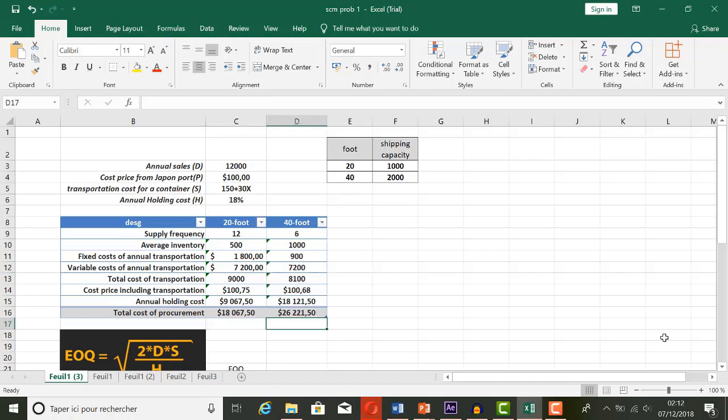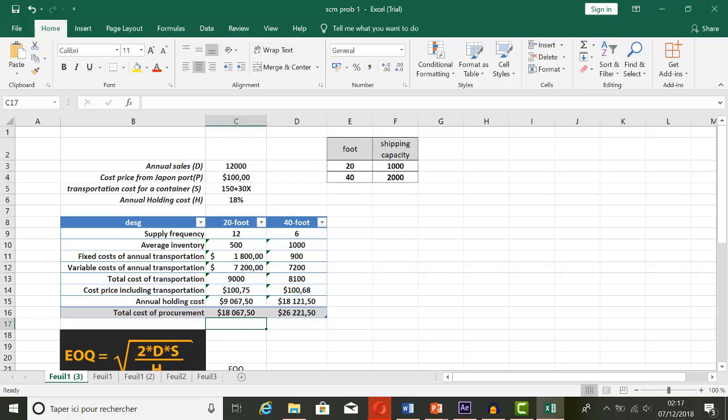So now that we have gone through these calculations, it is obvious that the small containers are very economical when we compare the total cost of procurement, as we have to pay $18,000 for the 20-foot container versus $26,000 for the 40-foot container. So we are going basically to go with the first container of 20 foot.